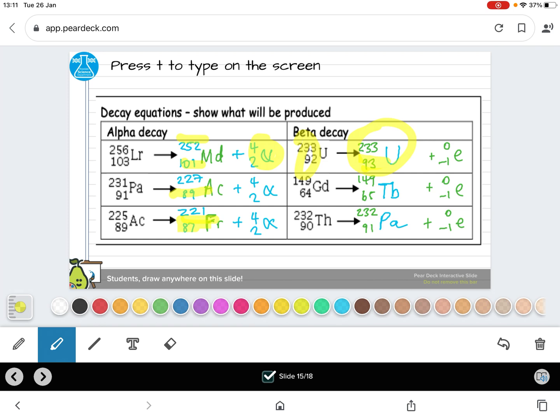Alpha decay will create a new element 2 spaces down on the periodic table. Beta decay will create a new element 1 place higher on the periodic table. Work out the numbers first, then look on the periodic table for the proton number.